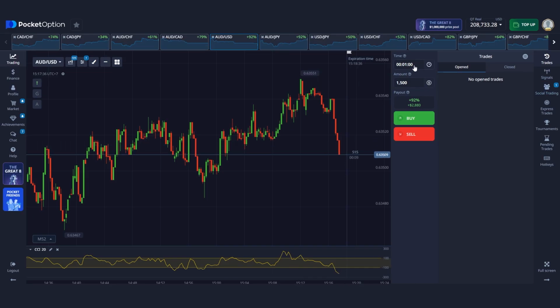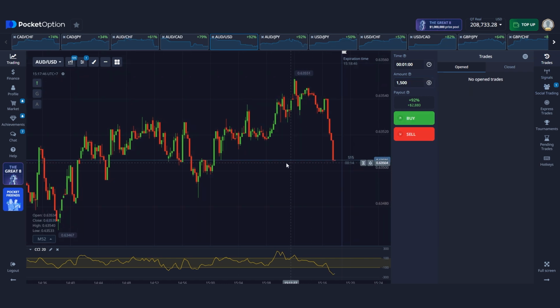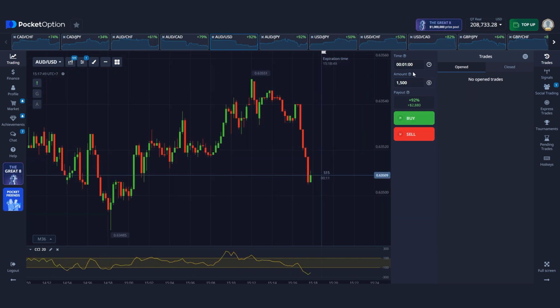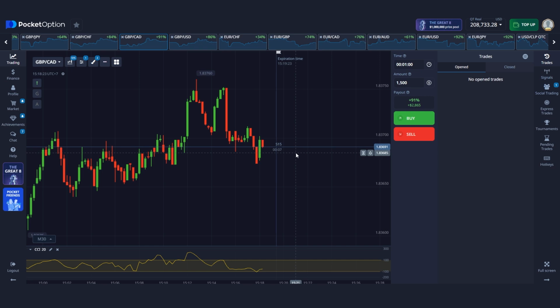And also a very important factor is choosing the time for the trade and the amount for the trade. If you don't know how to choose these two parameters, then write to our managers. They will help you and explain which time is best to choose and what amount to base on your psychology and your condition.